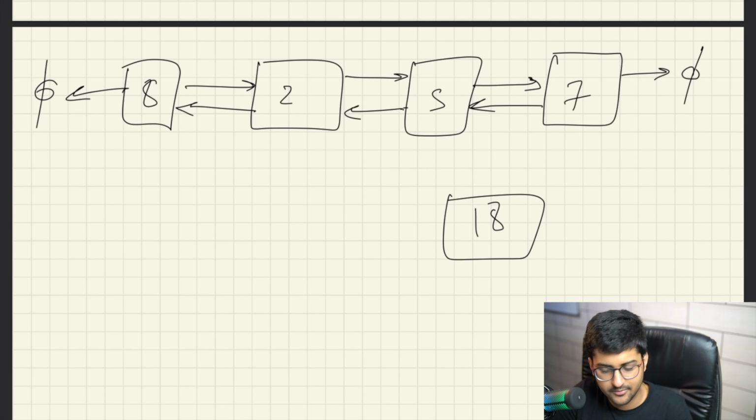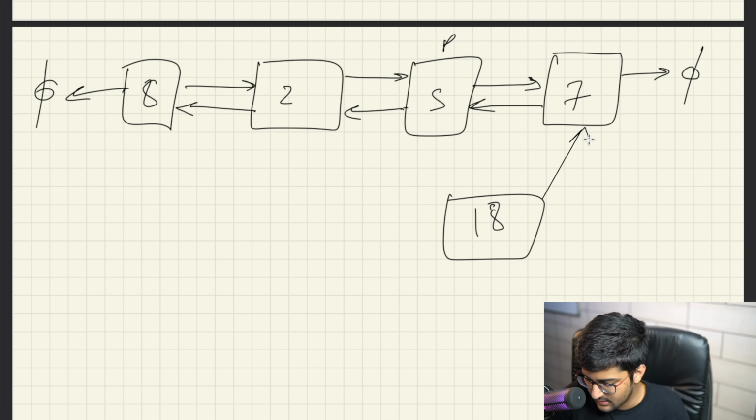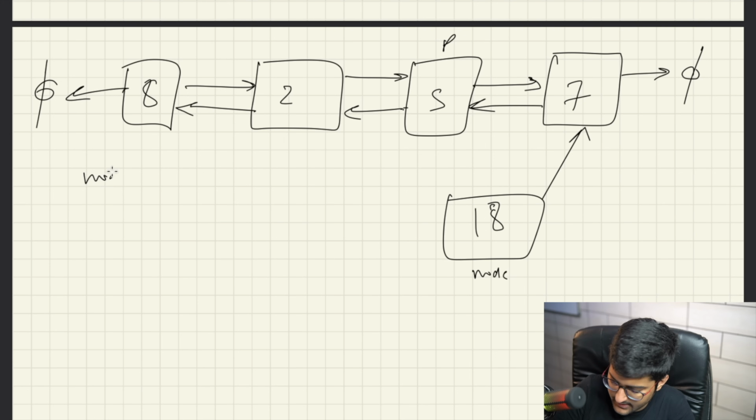So let's say you have this node, and let's say we call it the previous node or whatever. Any name we can give it. You can give it a node name P or something. First step obviously is create a new box. And what do we do after that? We can say that this box dot next is going to be equal to previous dot next. So node dot next is equal to this p dot next.